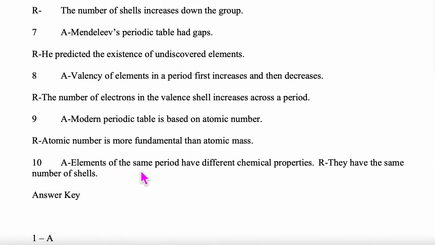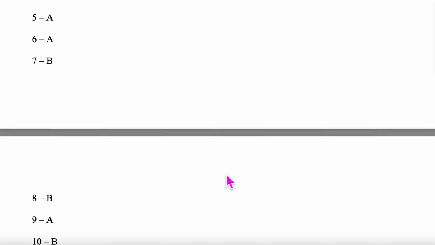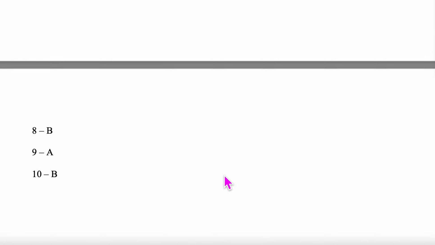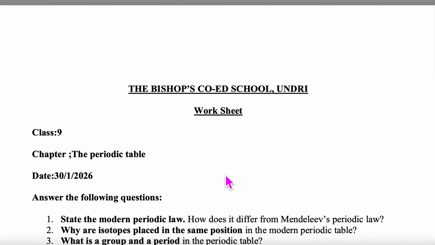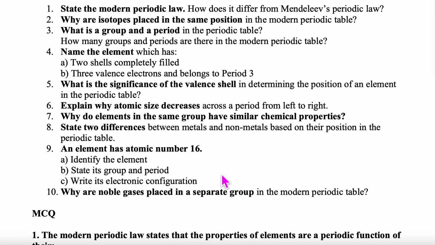Ma'am, I think they are just revising it. Of course, it's a revision worksheet. Is there anything more, ma'am? No, ma'am, done. Okay, so we finished with this worksheet also. Shall I stop here?